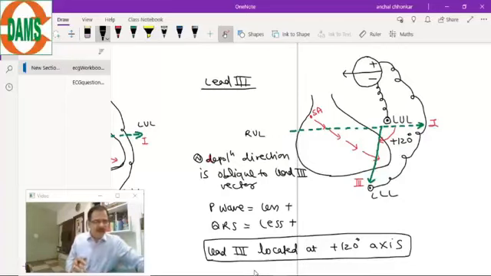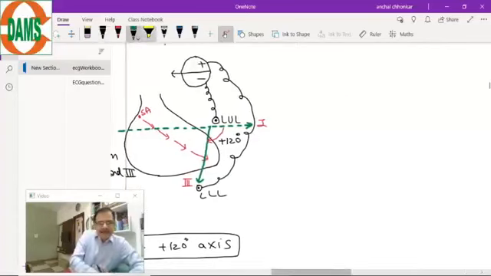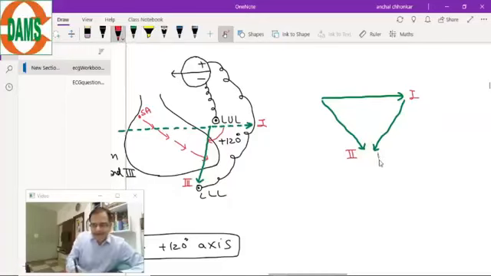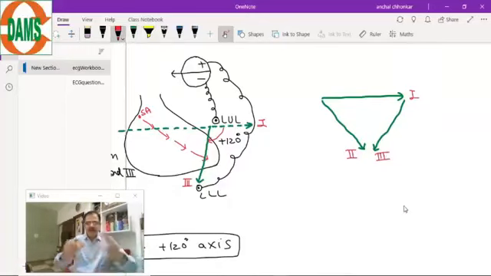Now, if I take all 3 bipolar leads in a single diagram and make a single diagram of all the bipolar leads, this is lead 1. This is lead 2. And this is lead 3. This is a triangle that we get. These are the vector lines.